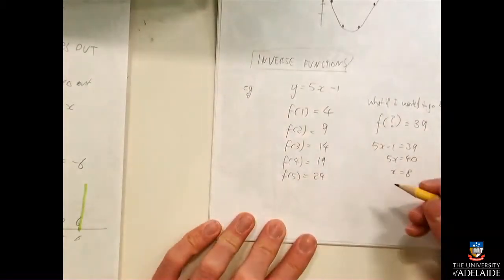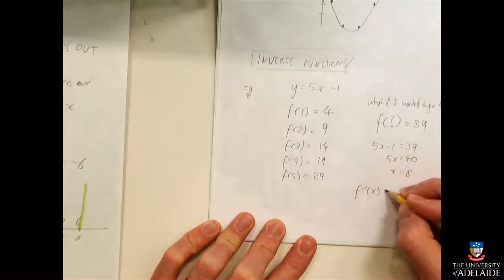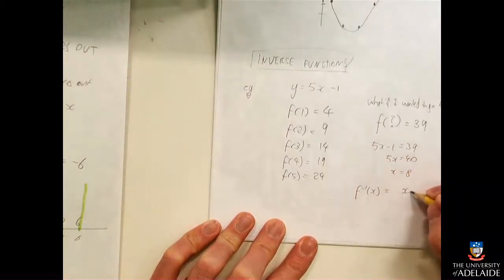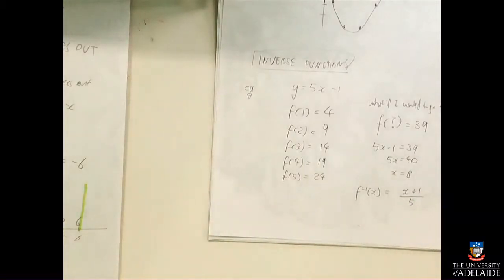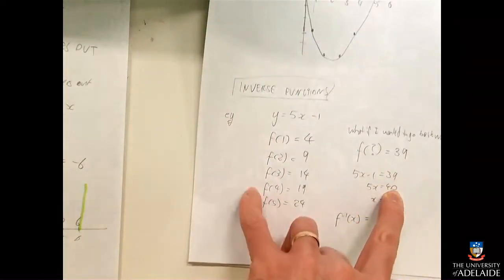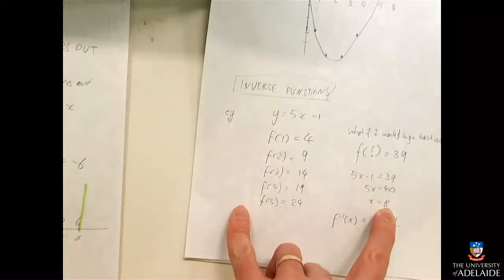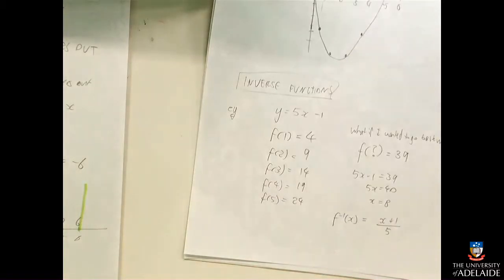So let's see. I'm just going to guess what it is, based on what we did in order to figure that out. In order to figure this out, we had to add 1 to the 39, and then we divided by the 5 to get the 8. So that's the process that I did in order to figure out how to go backwards here. And so that's the inverse function.